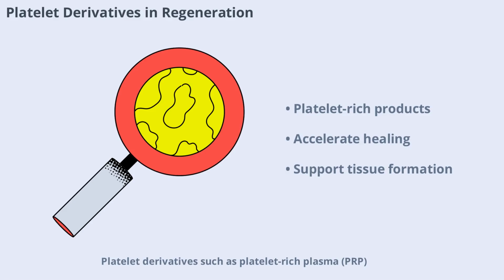Platelet derivatives, such as platelet-rich plasma, PRP, platelet-rich fibrin, PRF, platelet-rich fibrin matrix, and plasma-rich growth factors, are increasingly used in periodontal regeneration. These products are rich in growth factors that accelerate healing and support the formation of new tissue, making them valuable adjuncts in GTR.